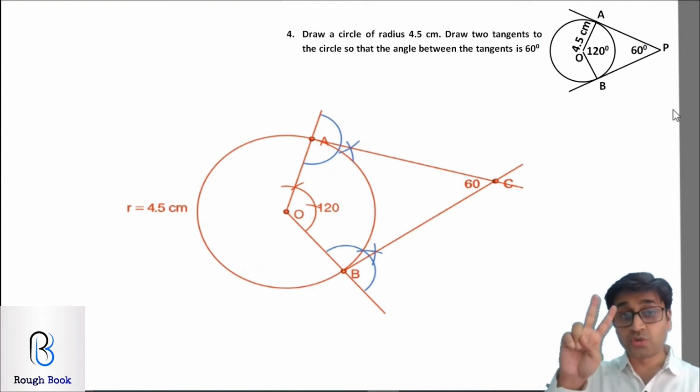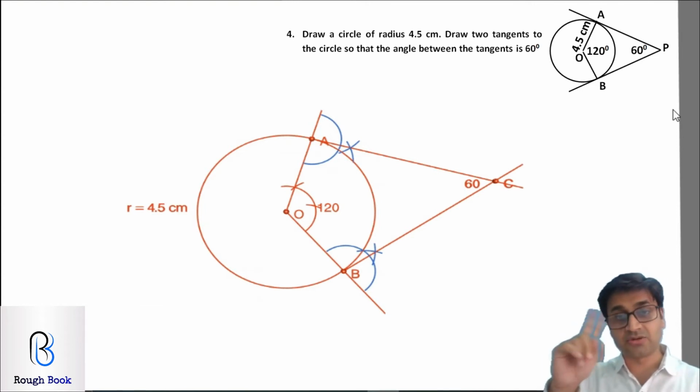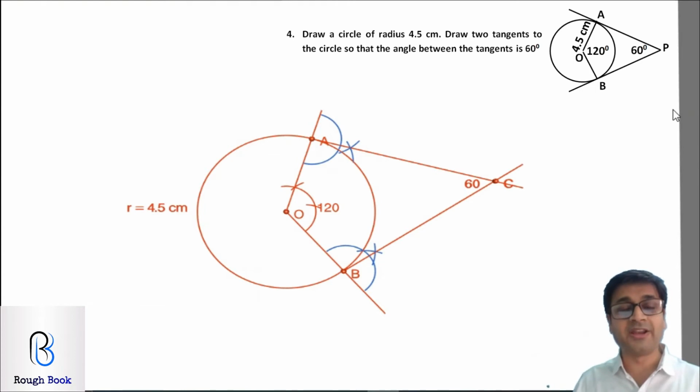So we finished two parts. One is constructing tangents from a point outside the circle, and second is constructing tangents from a point on the circle. I hope you managed to get this one.